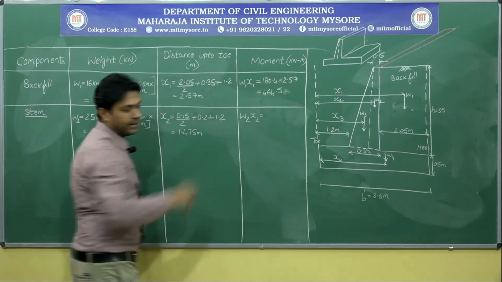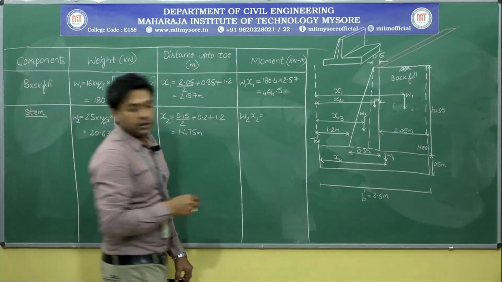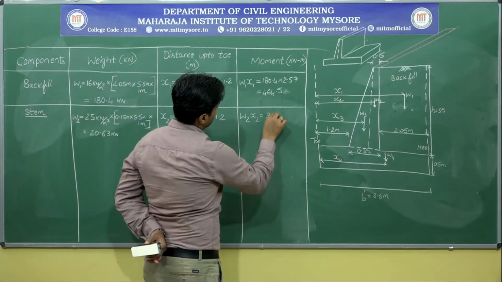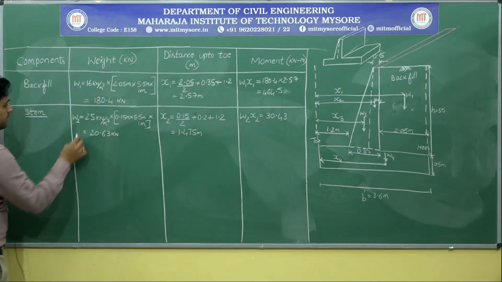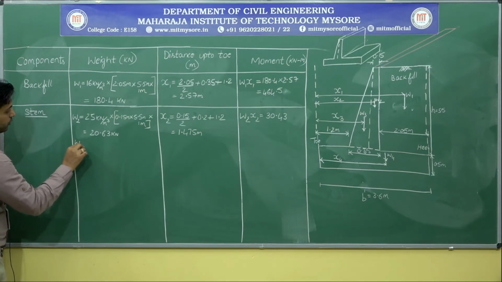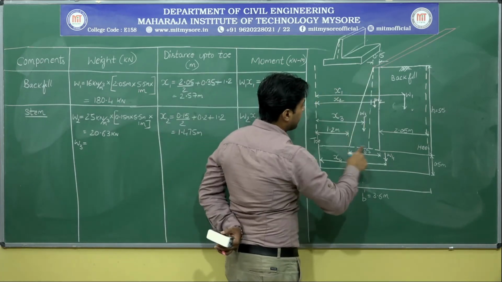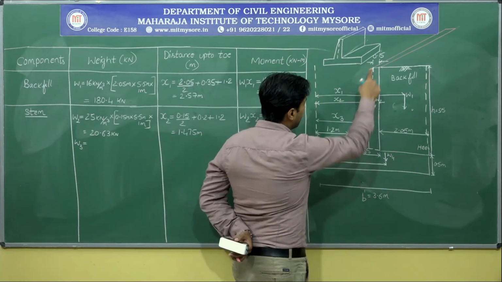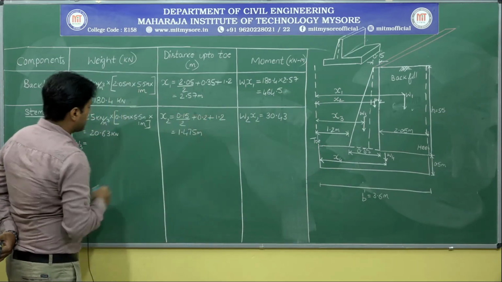I will not be writing this value directly. I will be taking up the value. So it is 30.43 kilonewton. Similarly, let me go with W3. Okay. So W3, it's a triangular portion. Yes or no? So triangular portion.